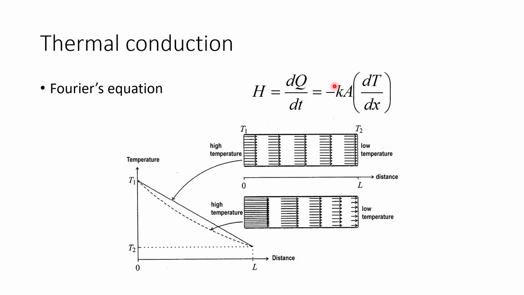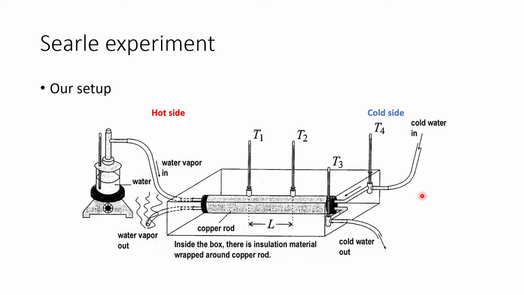First, in order to determine the heat transfer, you need to find the temperature gradient of the setup. In this setup, you have the hot side and the cold side, given as this Searle experiment. You intentionally heat one side at a constant temperature by putting in boiling water, and the vapor comes in and heats this side. This side is the hot side, and as the vapor comes in, it heats the copper rod in the center.